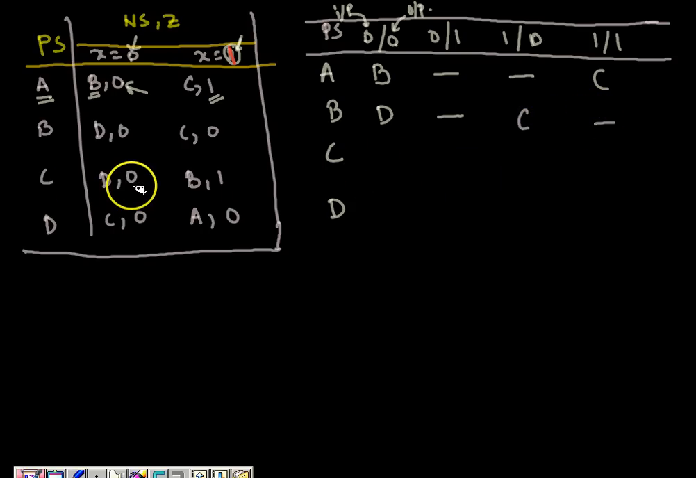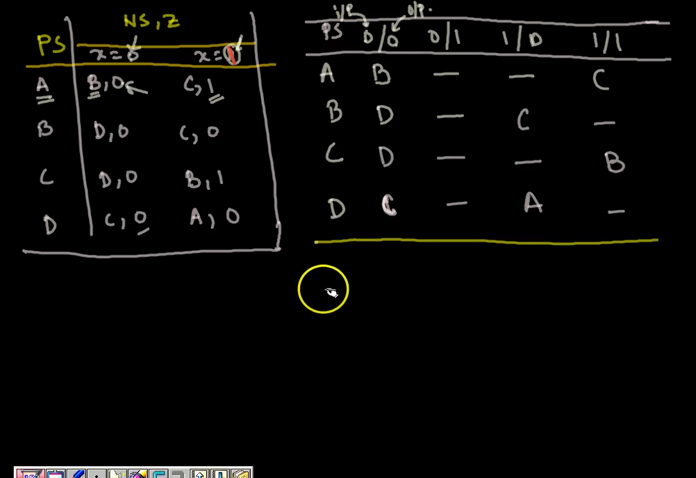For C, for 0 input 0 output, it's D. For 0 input 1 output, we don't have anything. For 1 input 1 output, it's B, and 1 input 0 output is nothing here. For D, for 0 input 0 output, it's C. Then 0 input 1 output, we don't have anything. Then 1 input 0 output, yes, we have A. Then 1 input 1 output, we have nothing. So this is the upper part of the testing table that we built.